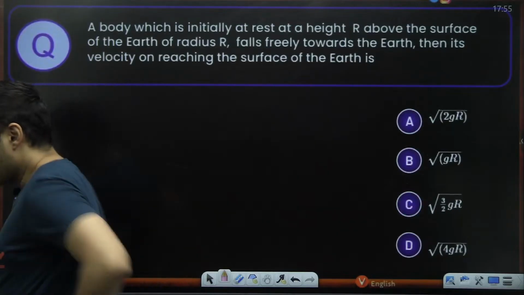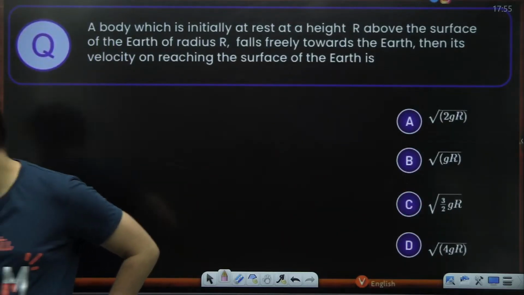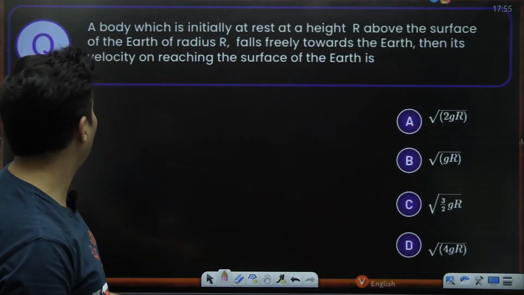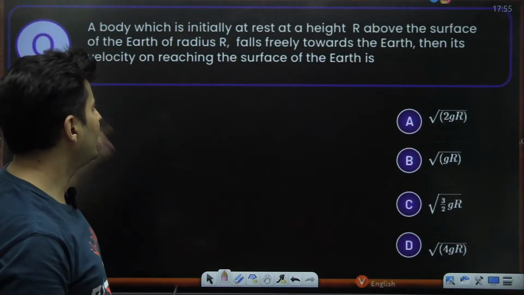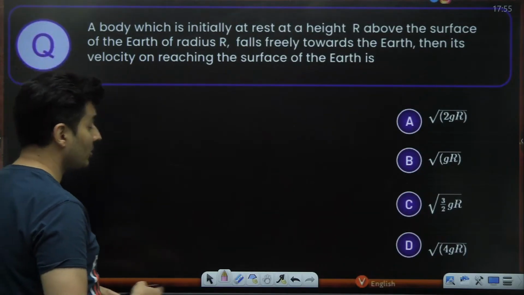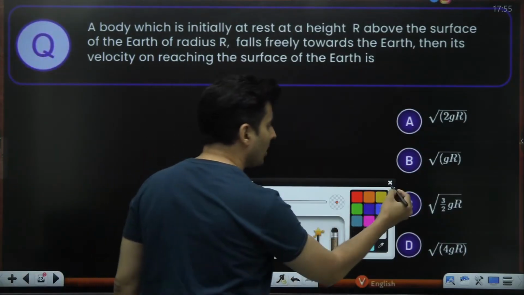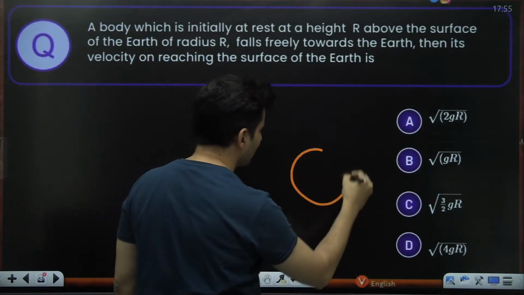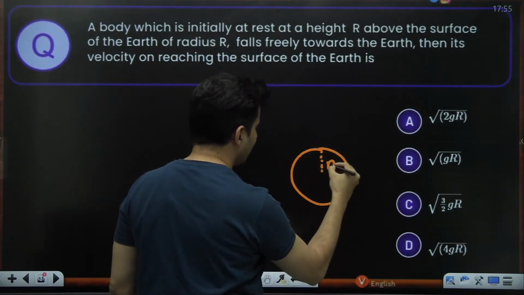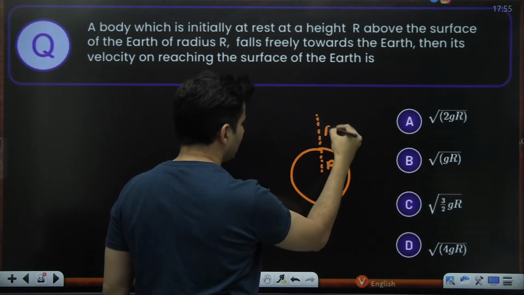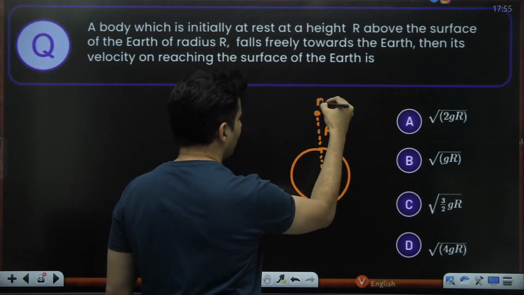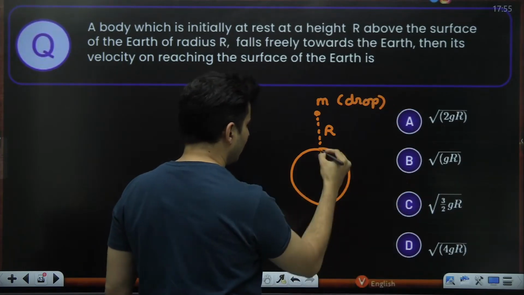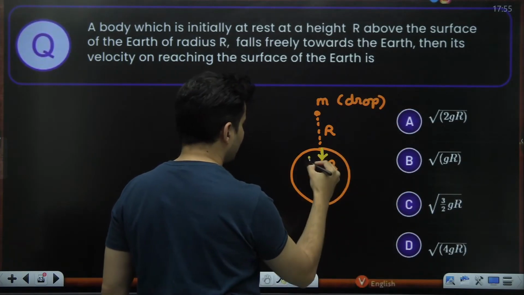Moving on to the next question, my dear students, on your screen. A body is initially at rest and at some height above the surface of the earth falls freely. Then the velocity on reaching the surface. Okay, the height is very high. So you cannot use root 2 GH formula because acceleration will not be a constant. So this is basically R and this is also R, and you are dropping this particular mass over here. So by the time it reaches the surface, it has some speed.